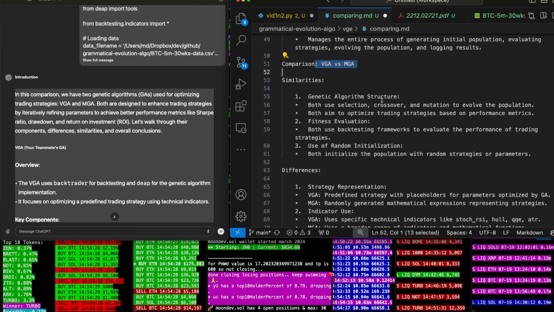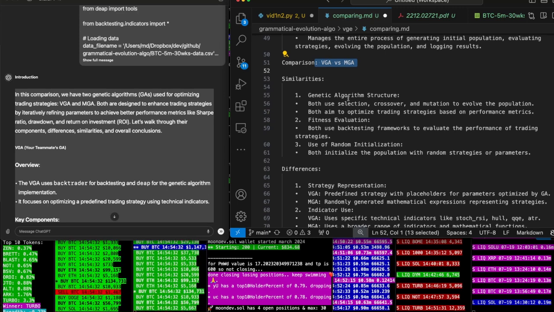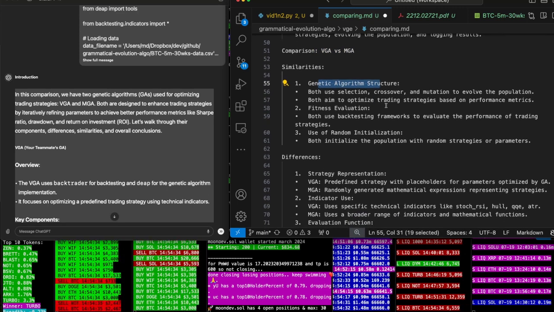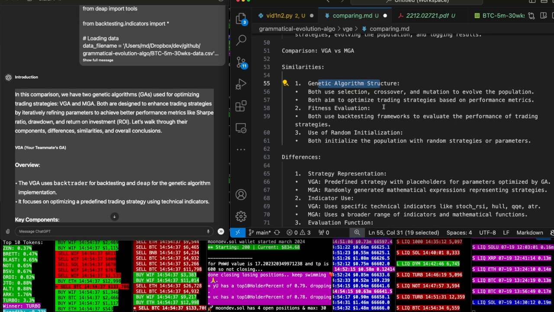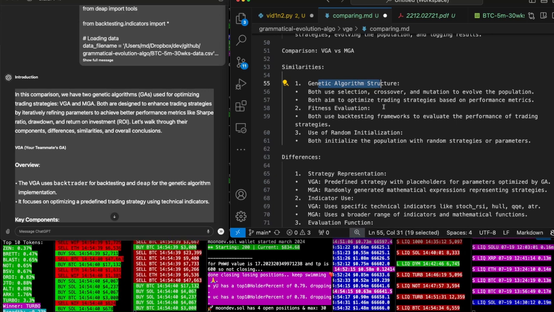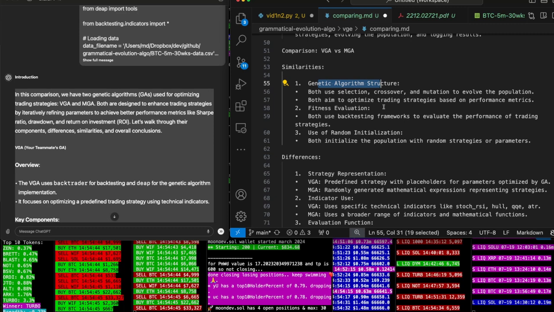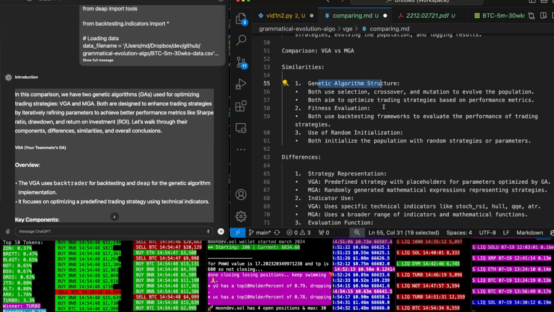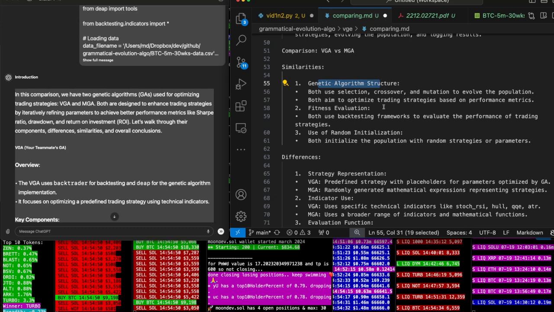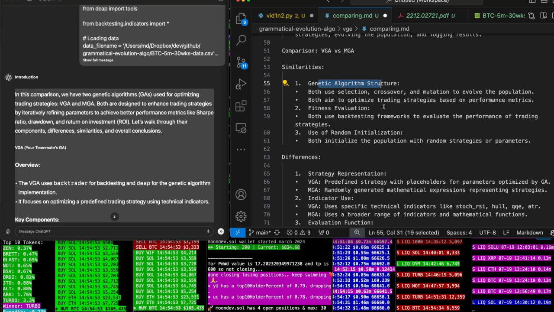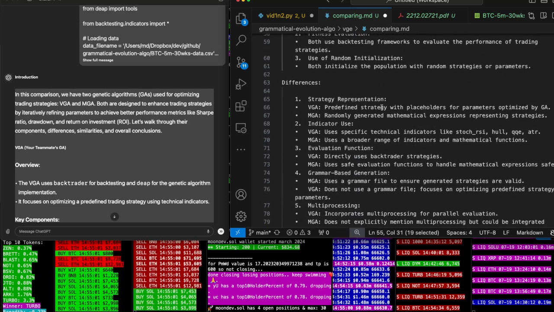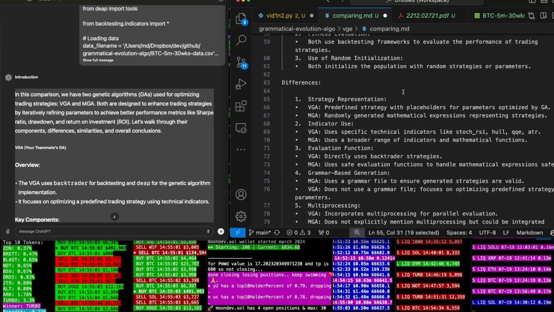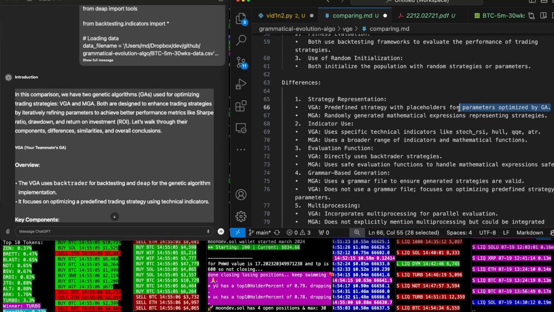So, the comparison of the VGA and the MGA. Similarities: genetic algorithm structure. Both use selection, crossover, and mutation to evolve the population. Both aim to optimize trading strategies based on performance metrics. The fitness evaluation: both use backtesting frameworks to evaluate the performance of trading strategies. Use of random initialization: both initialize the population with random strategies or parameters.